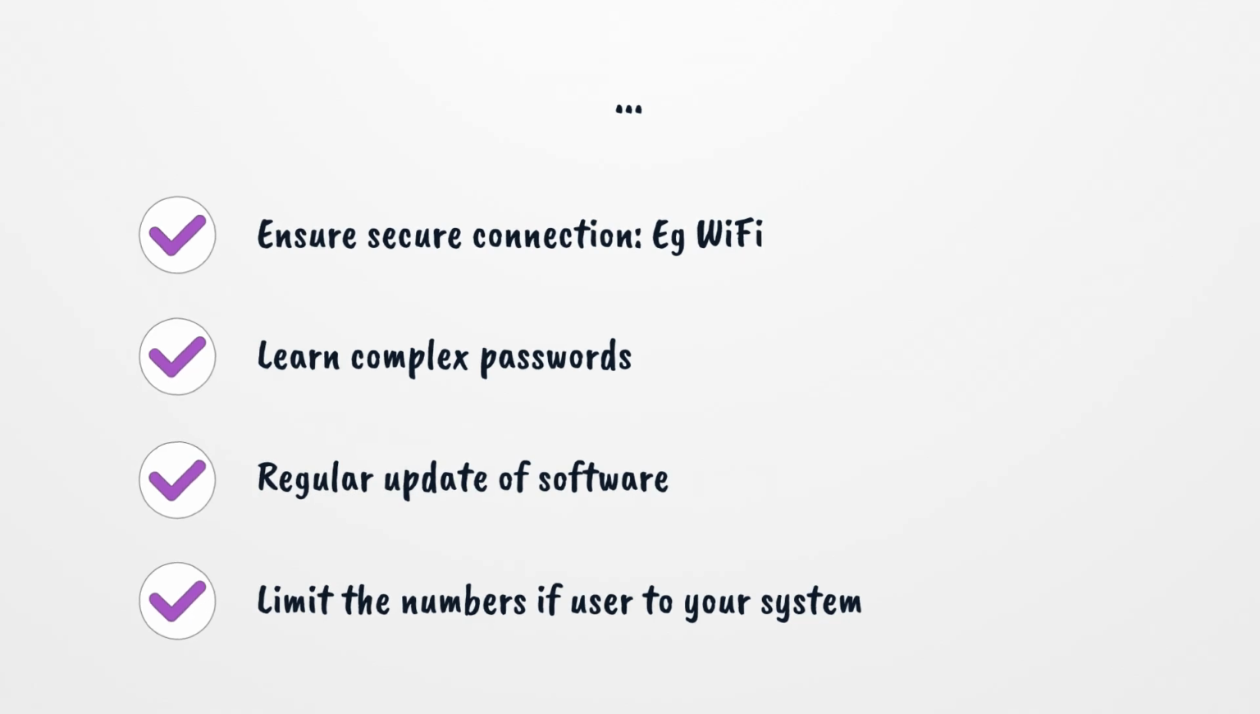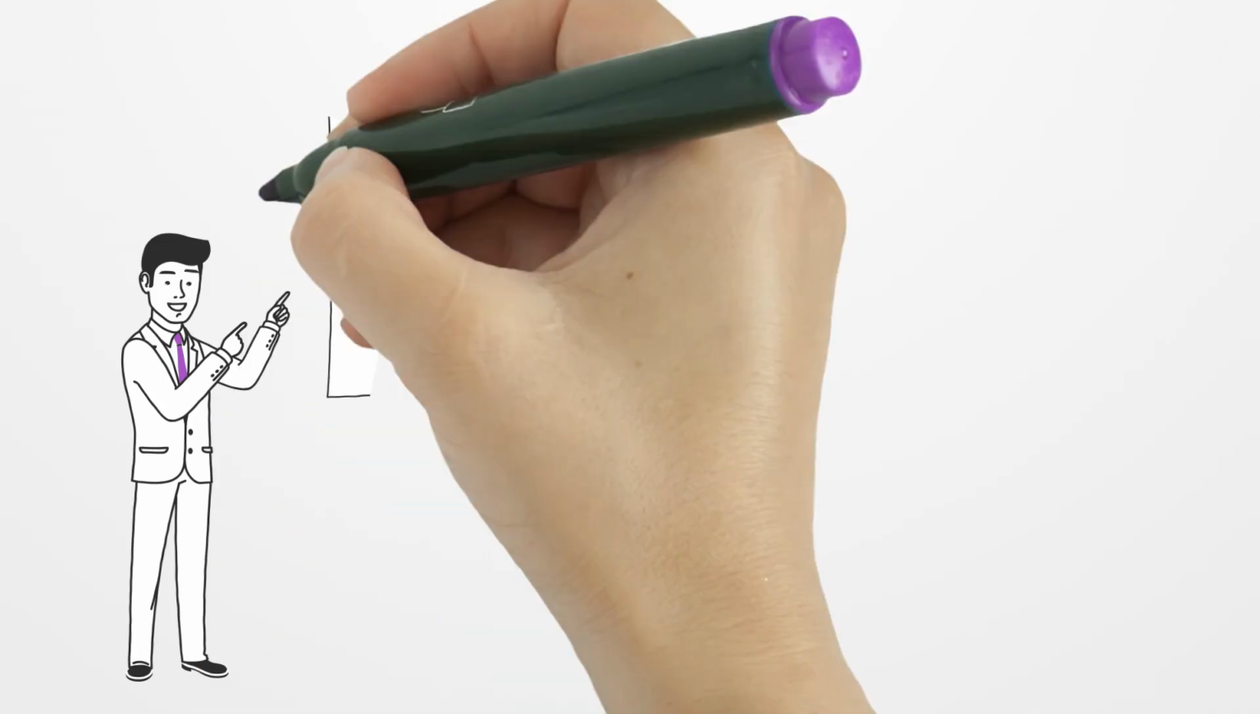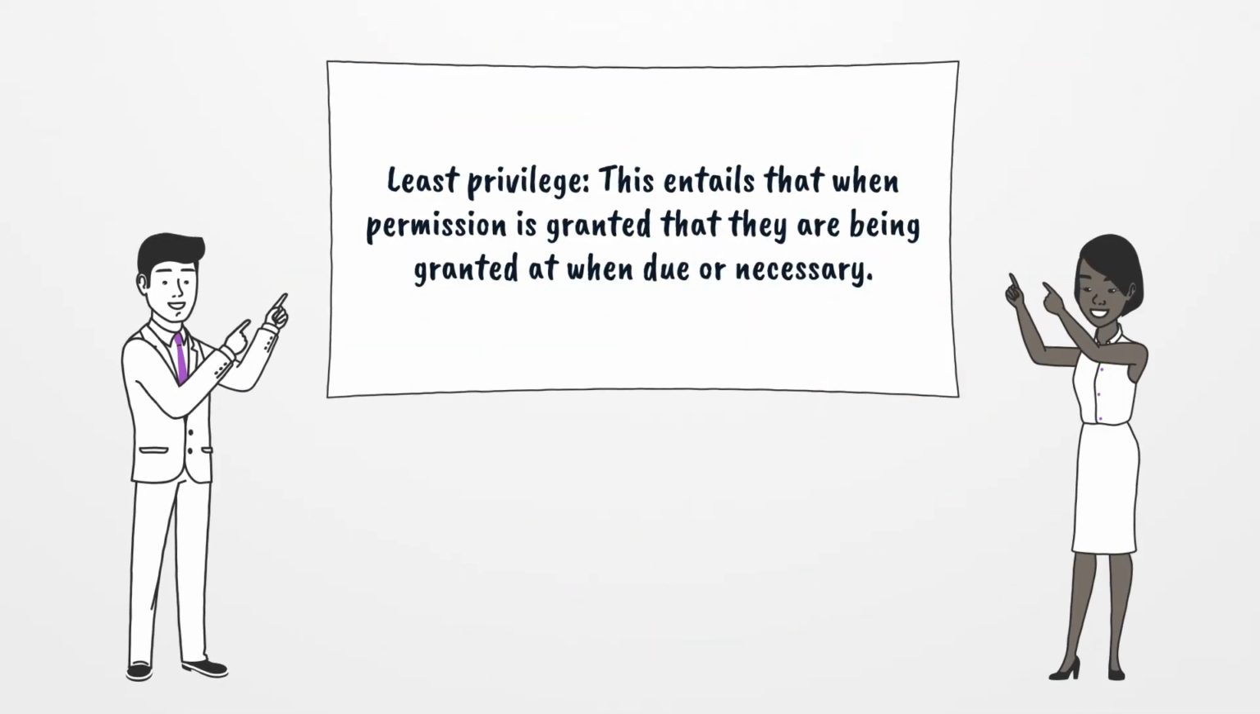Limit the number of users to your system. Least privilege. This entails that permissions are granted only when due or necessary.